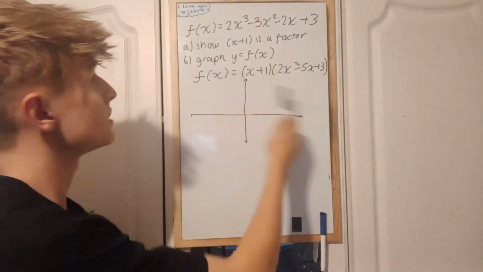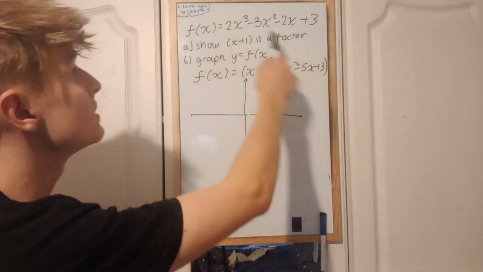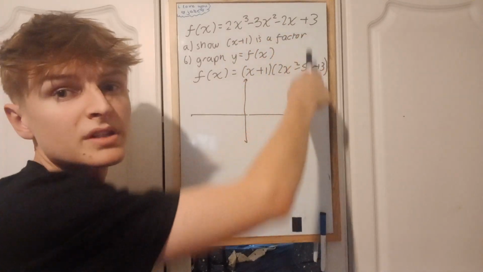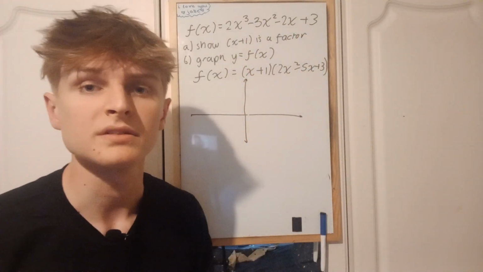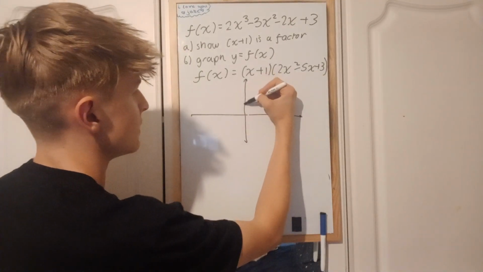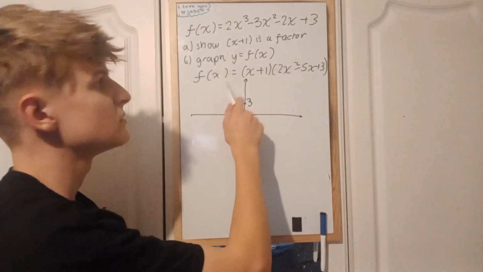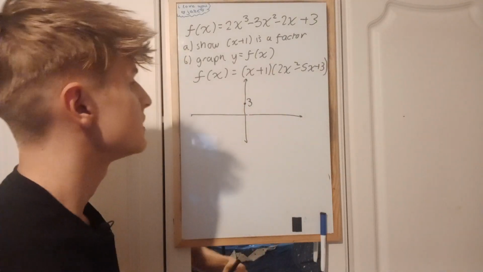If we plug in 0, well, I'm actually going to use this one up here because it's a bit easier. Then this will die, this will die, this will die, and we'll just get plus 3. They'll all die because you're multiplying by 0. So the y-intercept is 3, which I'll label there. 3.